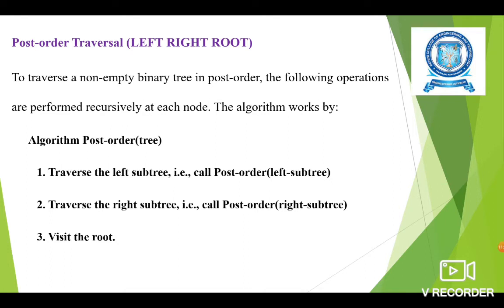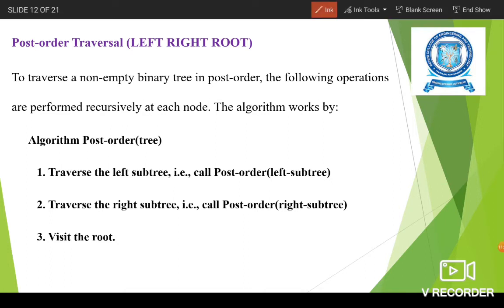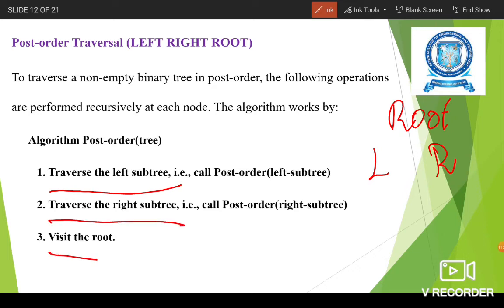The next topic is postorder traversal. Postorder is nothing but left, right, then the root node. The algorithm for postorder traversal is: traverse the left subtree, traverse the right subtree, then the root node is visited. To traverse the left subtree, you call the function postorder, but the argument is the left subtree of the given binary tree. To traverse the right subtree, again call the same function postorder, but the argument is the right subtree of the given binary tree. Then the root node is printed.